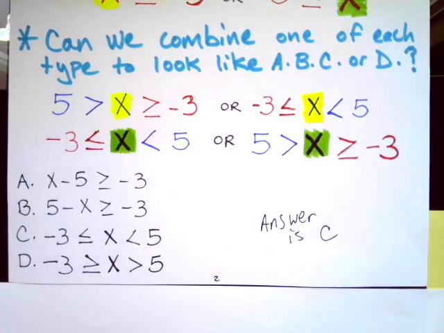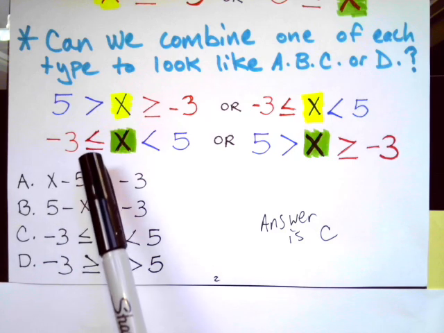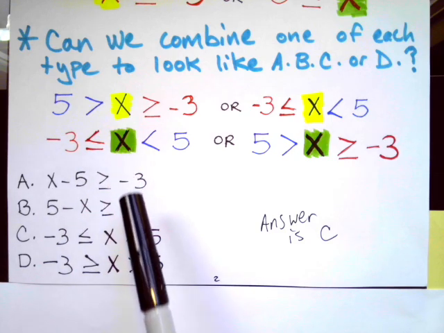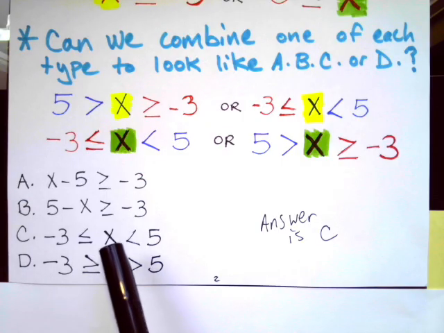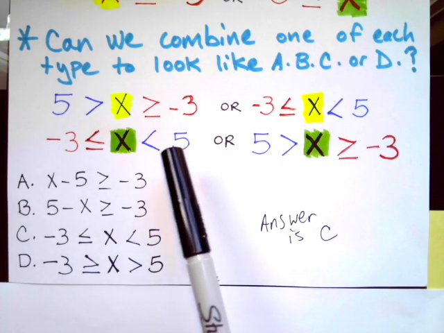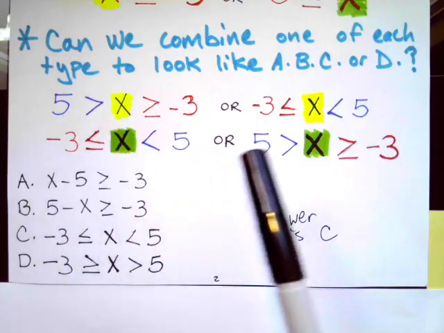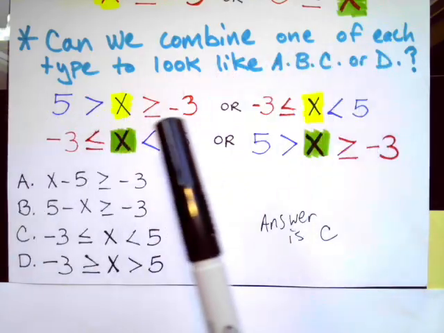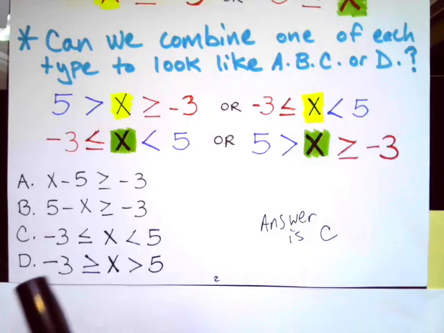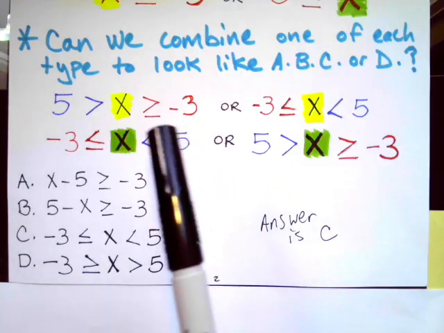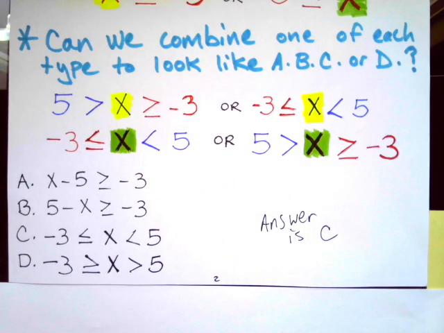That is our answer. So let's take a look at this other one here. So negative 3 is less than or equal to x. And x is less than 5. You see that here? So we broke it down using the top part highlighted in yellow. And then you can see the actual answers right here. And it follows for part C.